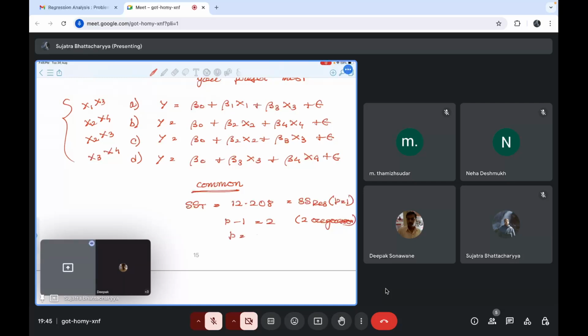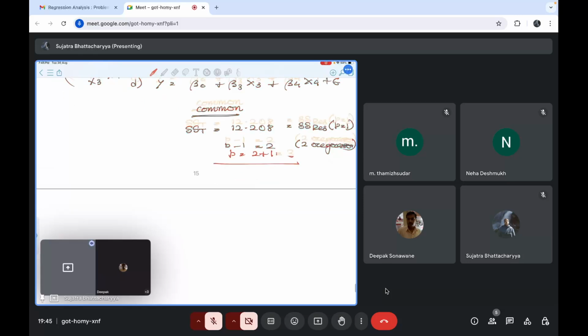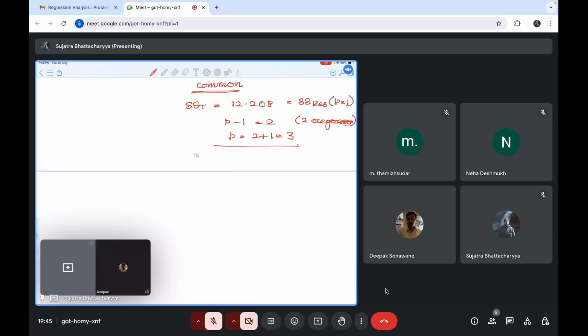So P will be 2 plus 1, which is 3. Done. Now each and every case, again case by case, we will do. So case A, x1, x3. Okay. So what is SS residual?